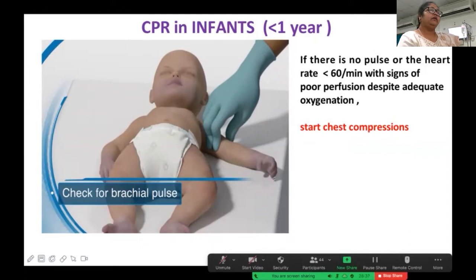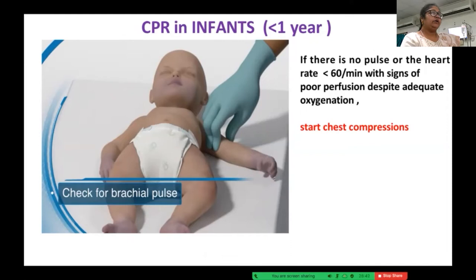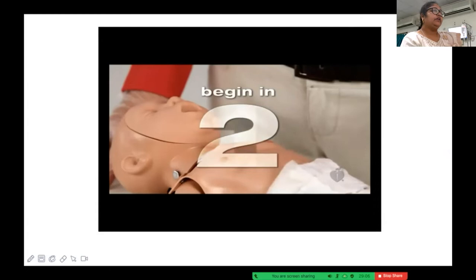Here we have to take our own time of 6 seconds and count gently how many heartbeats we feel, and then multiply it by 10 so that we can get the total heart rate. If the heart rate is less than 60, then we go ahead and do chest compressions. Shall we watch a video of infant CPR?